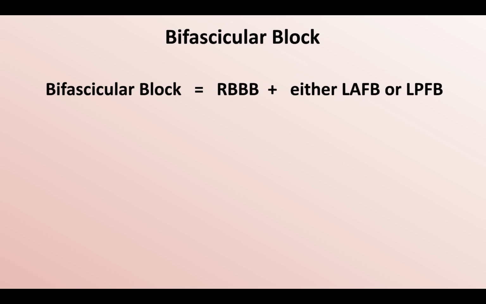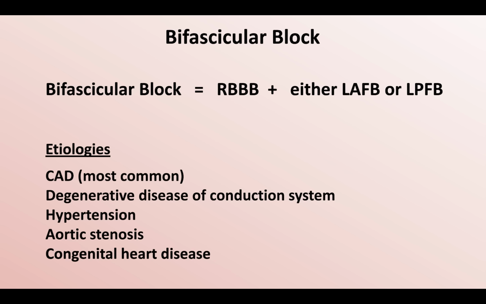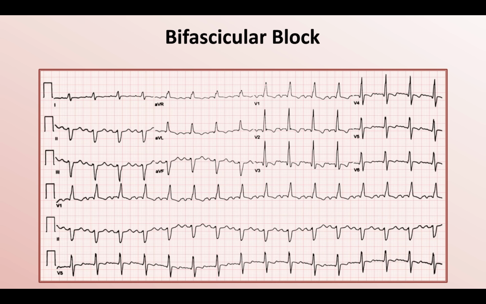There is one final type of block to discuss, bifascicular block. The term bifascicular block is used to describe the situation where a right bundle branch block occurs simultaneously with either a left anterior or left posterior fascicular block. Bifascicular block is most commonly seen in coronary artery disease, but is also well recognized in the degenerative diseases of the conduction system, hypertension, aortic stenosis, and congenital heart disease. Here is an example of a right bundle branch block combined with a left anterior fascicular block.